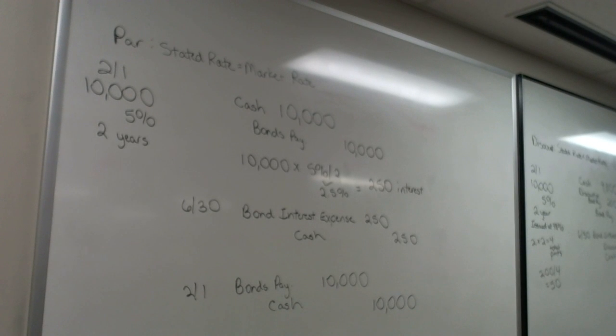So that's really the tricky part, right? Then when that matures, you're still going to do a debit to bonds payable and a credit to cash at $10,000. That doesn't change. You're still paying back the principal amount when it matures. Any questions on discounts?